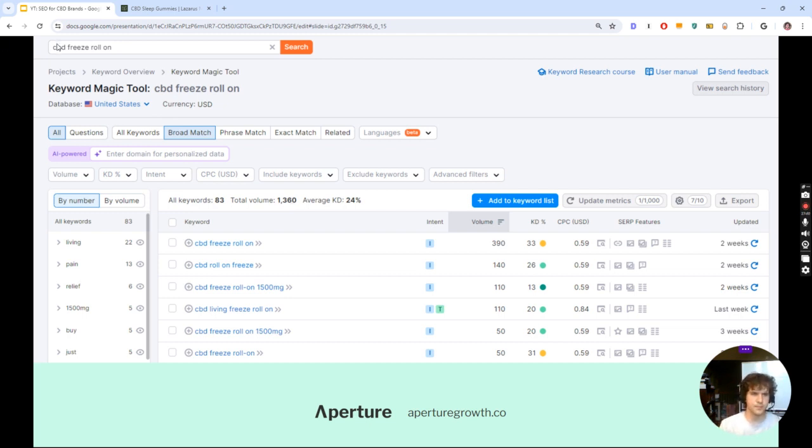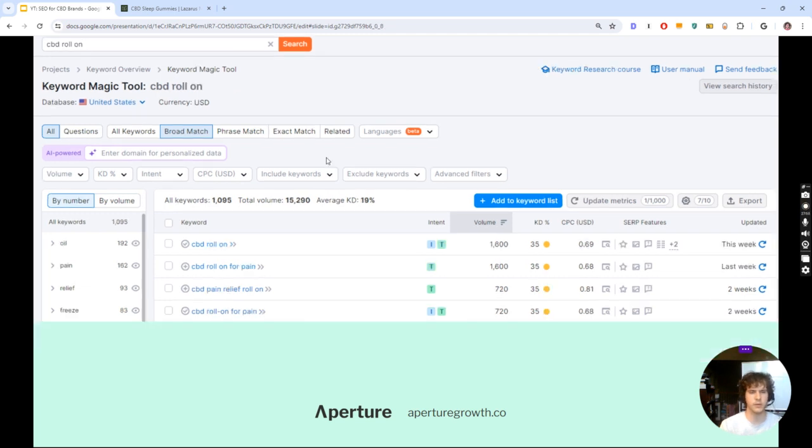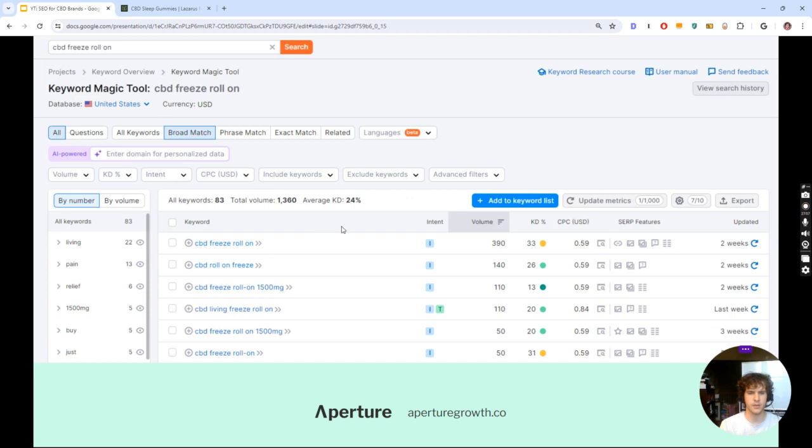Now, obviously, CBD freeze roll-on would apply only to products that actually have that cooling sensation. So if you sell a roll-on with menthol in it, then this is a good keyword for you to target. Otherwise, look around for a different option, because if your roll-on isn't cooling, you're not going to rank for that keyword because your product is not a fit.